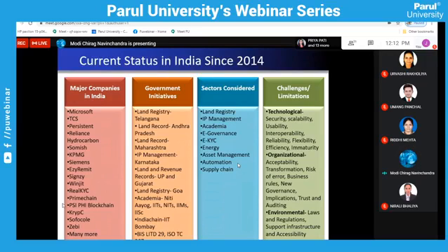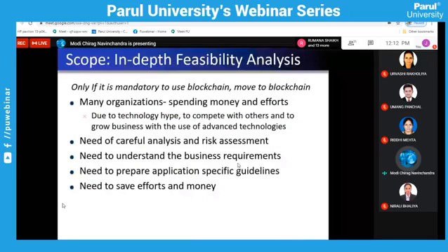It requires an in-depth feasibility analysis before any industry applies blockchain to any use case. And as per our observation, only if it is mandatory to use blockchain should you move your business to the blockchain. Business in the sense of any application. But many organizations, due to the technological hype, are currently spending a lot of money and effort towards the blockchain, to compete with others, saying that we are working on the recent technology so that they can get more clients.